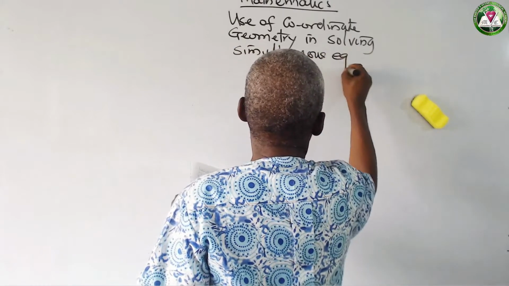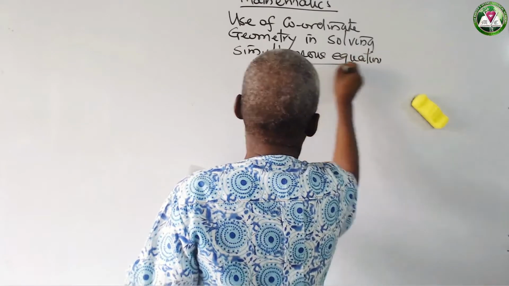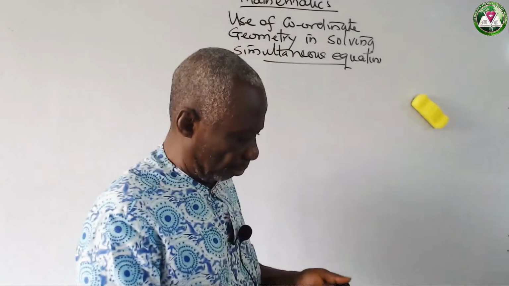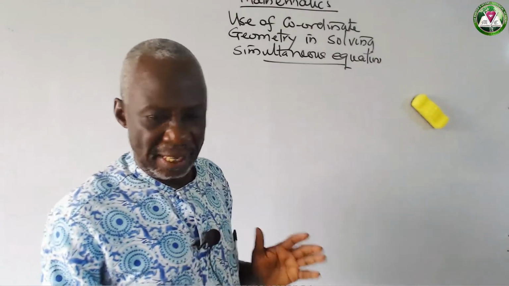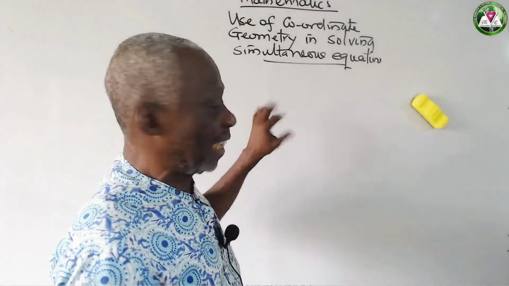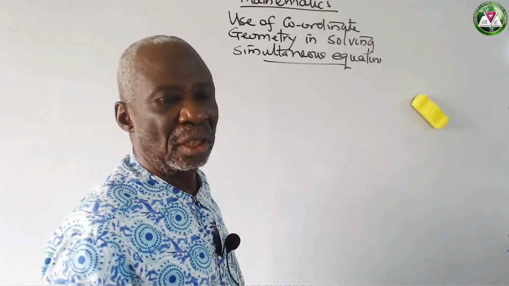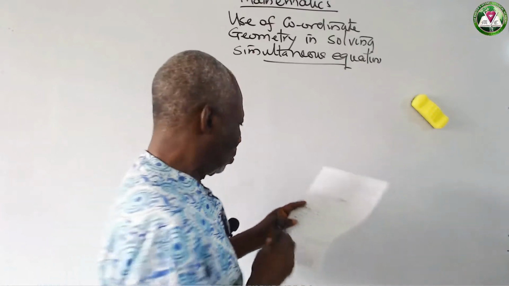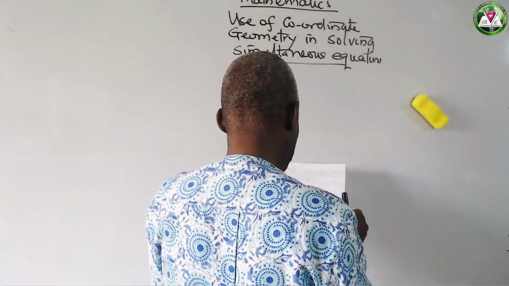equations. The equations may be linear, they may be quadratic, they may be cubic. All we know is that we use the graph in solving them. In this particular case and at this level, we're only concentrating on straight line graphs, what we call linear graphs. Now let's take two examples and see what it looks like.